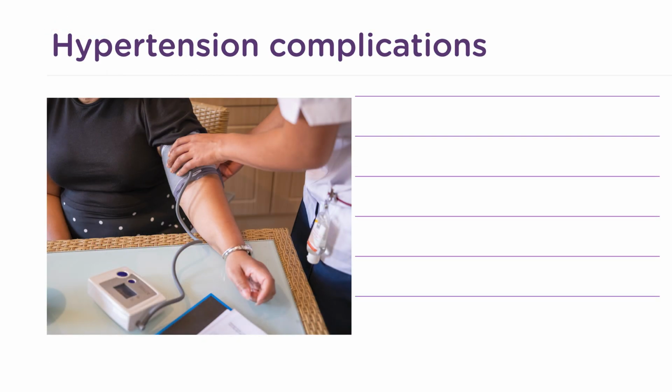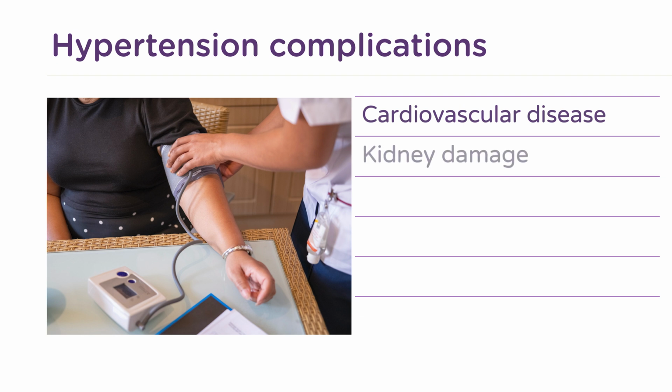Untreated or poorly controlled hypertension can lead to several serious complications, including cardiovascular disease. Hypertension is a major risk factor for heart disease, heart attacks, and strokes. Kidney damage. Chronic high blood pressure can damage the kidneys and lead to kidney failure. Eye damage. Hypertension can damage the blood vessels in the eyes, leading to vision problems or even blindness.